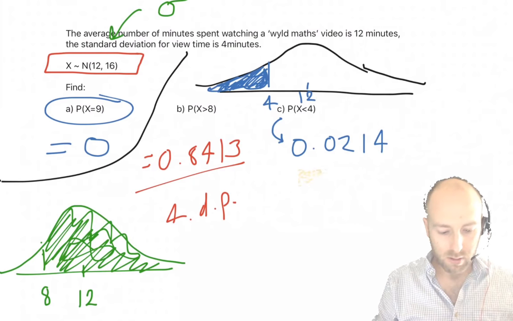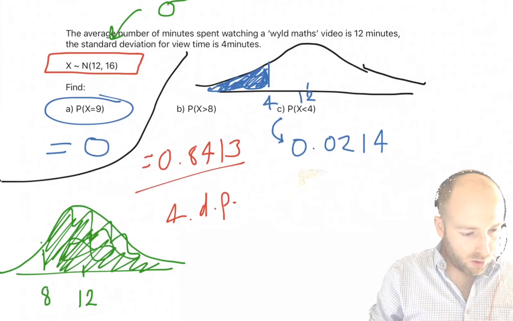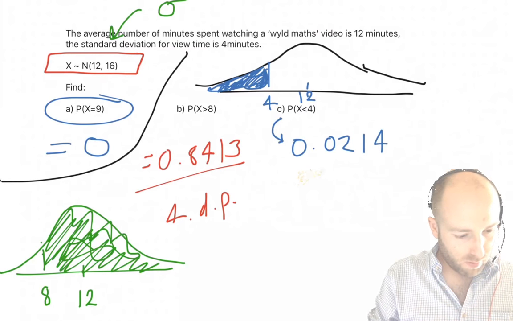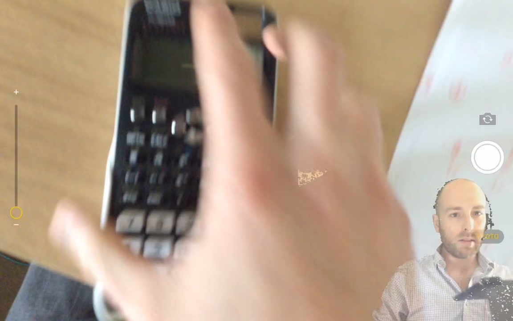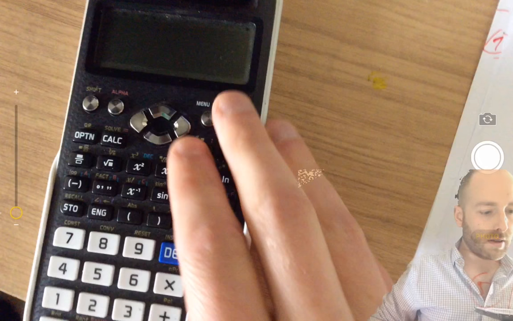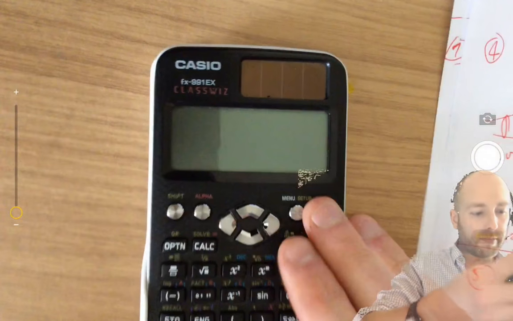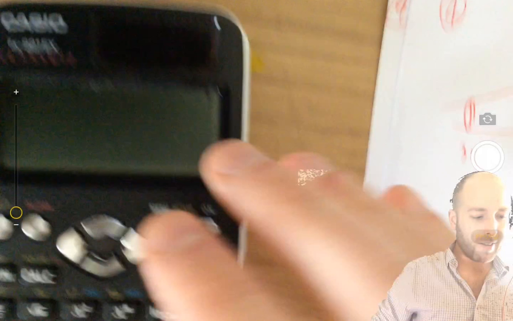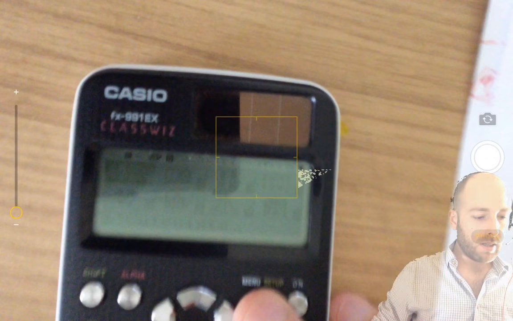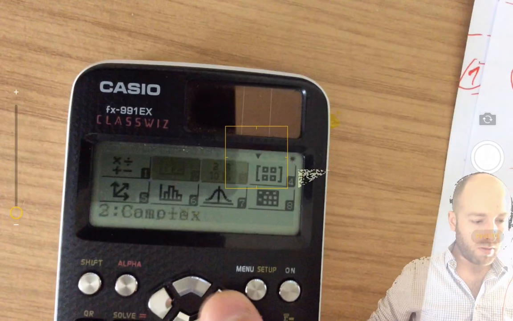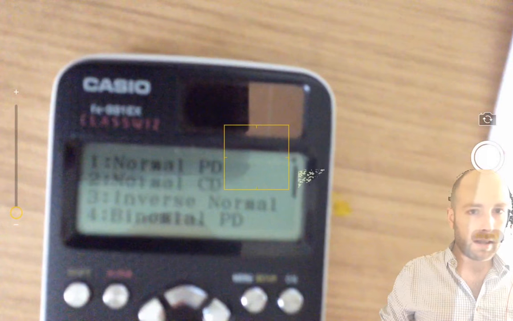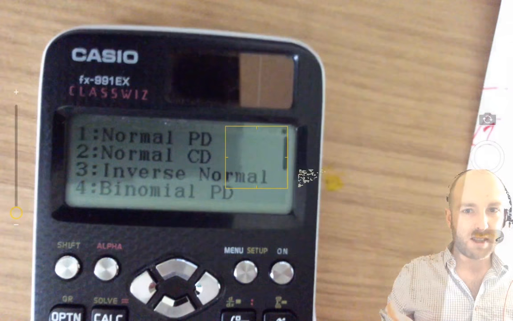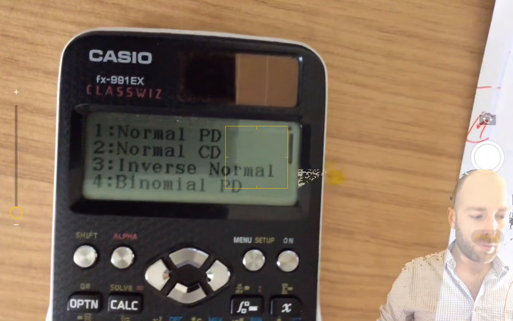because I know some of you guys are using that one. So this should hopefully work. Here we go, here's our calculator. This flappy thing's always in the way. Alright, so if you go to menu, distribution, same place you find your binomial stuff, and we're going to go to normal CD. There's no point doing normal PD because the probability, as we said, rounds to 0, so we're never going to use that. We're going to use normal CD.